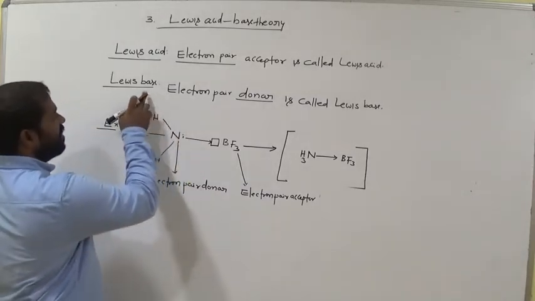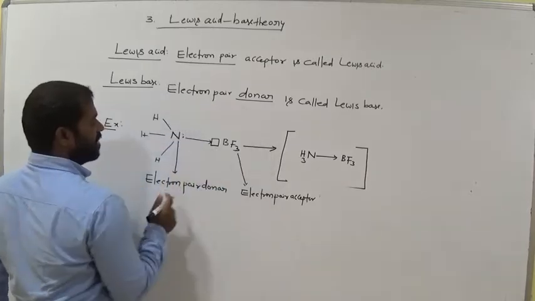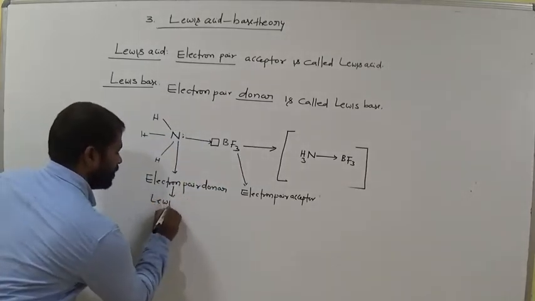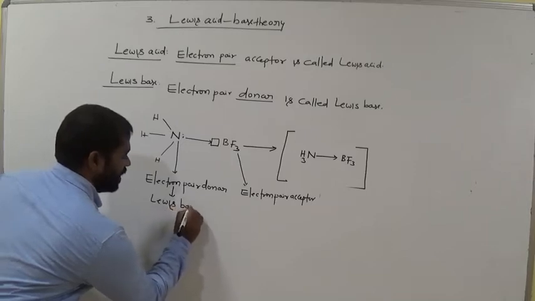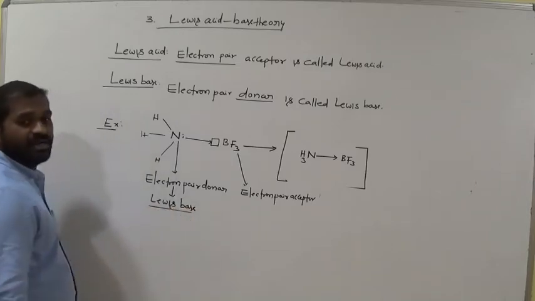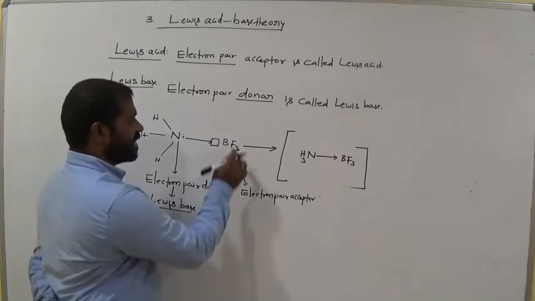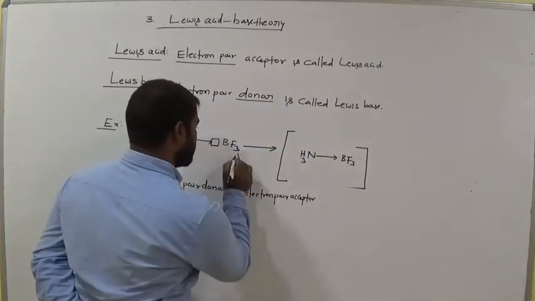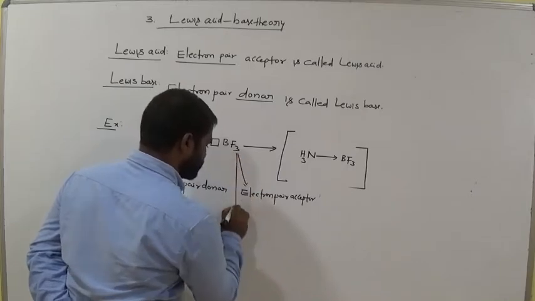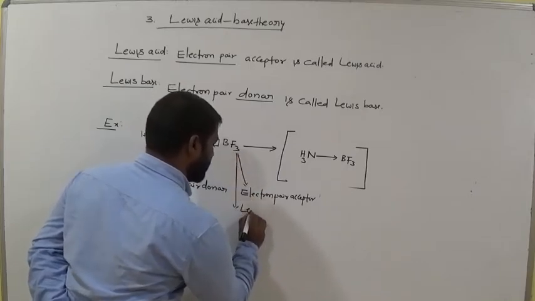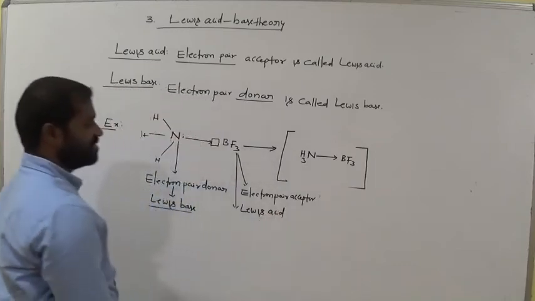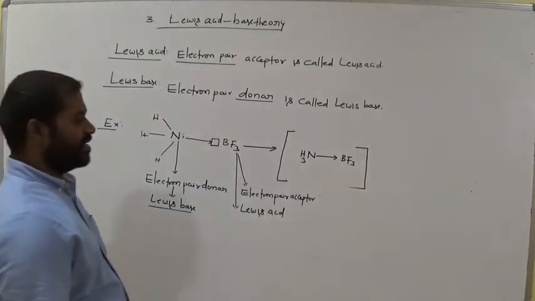So now come to here, Lewis base means electron pair donor. So ammonia acts as a Lewis base. Why? Because it is an electron pair donor. The electron pair acceptor is called a Lewis acid. BF3 is an example of a Lewis acid. Is it clear now? Okay.